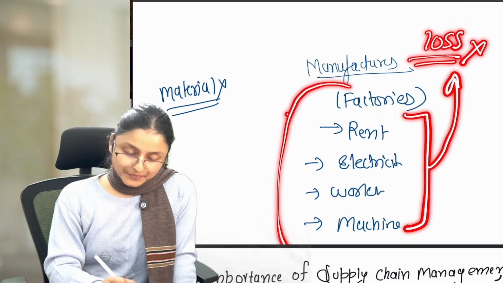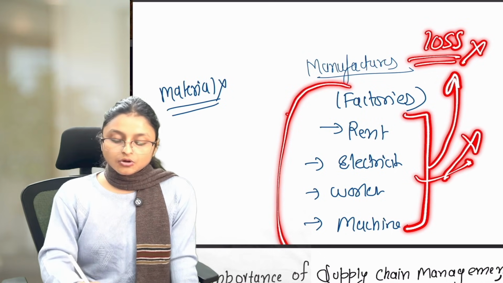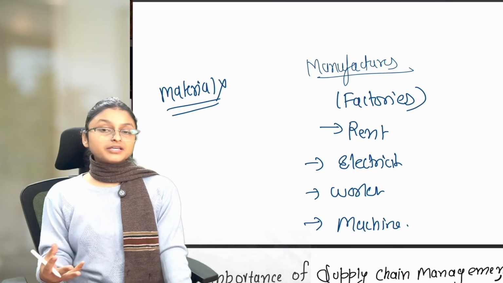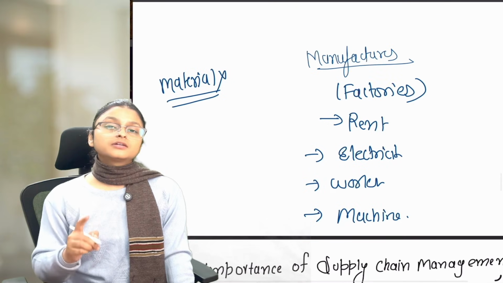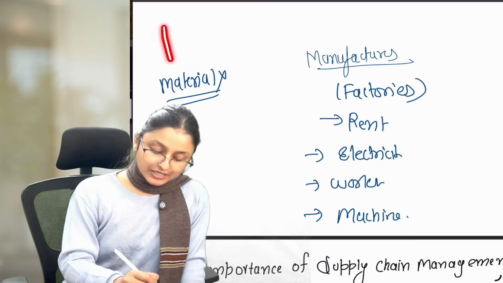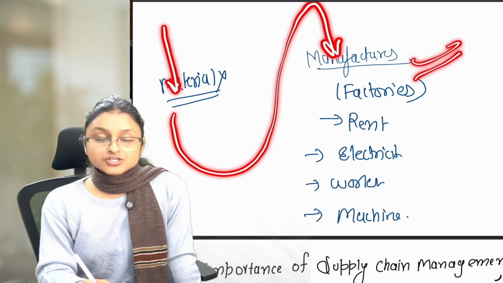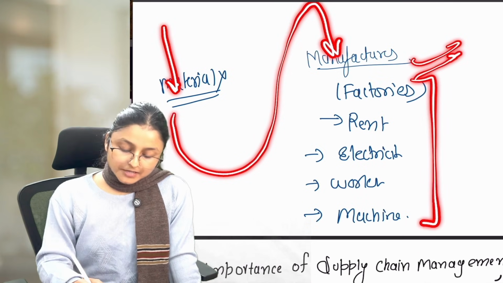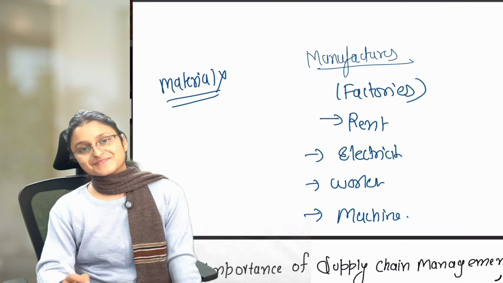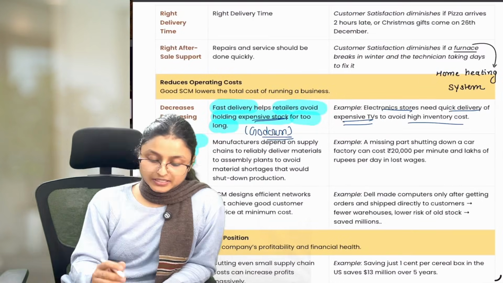If production was happening, we will treat it as cost. But if production is not at all happening, we'll treat all of these as losses because the production was not happening there and these costs were incurred at that time. Now, with the help of supply chain, we get the raw material on time and hence the production doesn't stop. And as production is not stopping, we are able to utilize all our resources properly and hence cost gets reduced. And that is how production cost is reduced with the help of supply chain management.